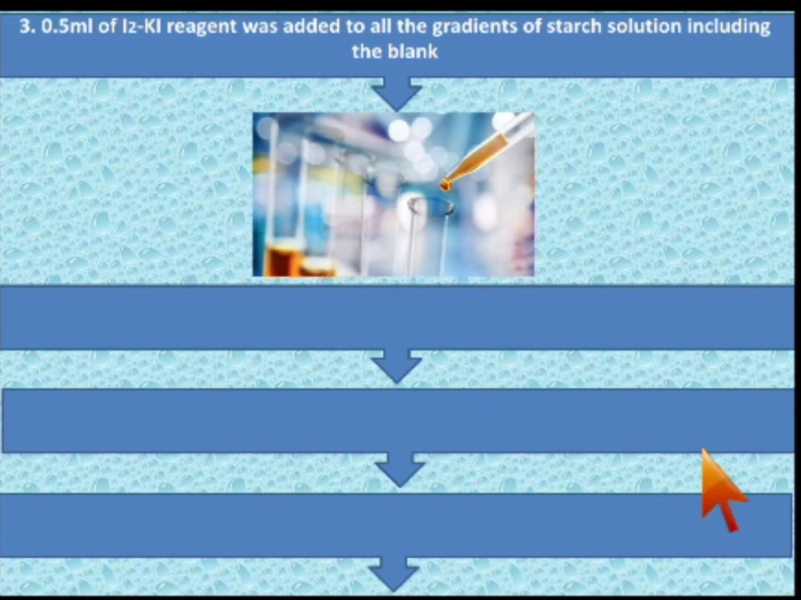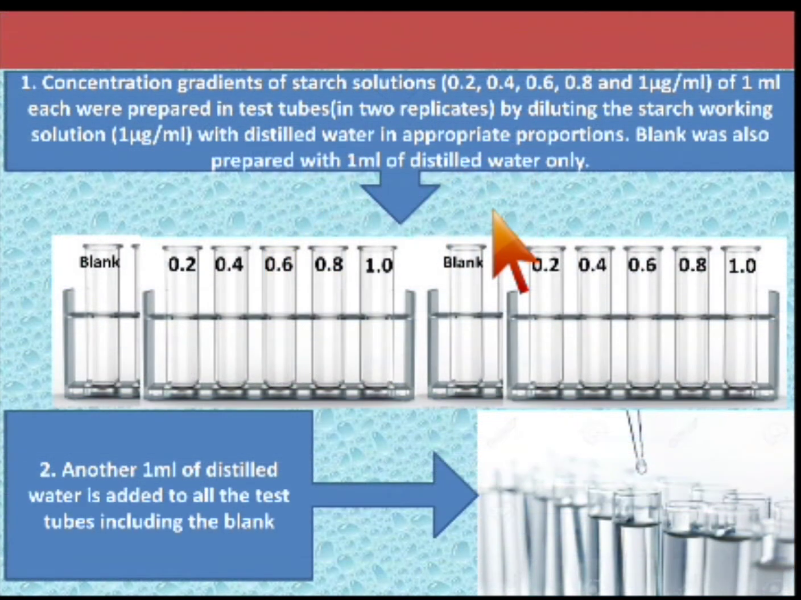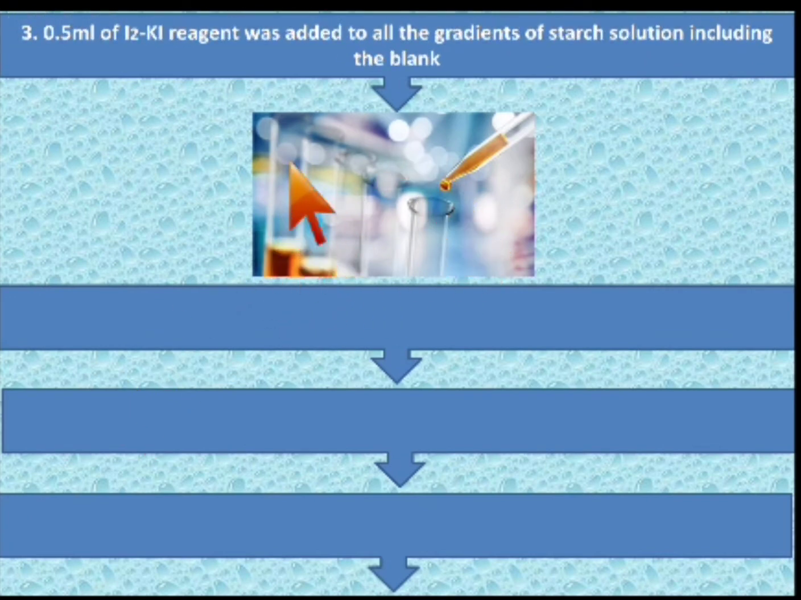Next we will add 0.5 ml of I2KI reagent in all the test tubes including the blank. Just remember that in the blank only water is present. Since it is a blank, we will not add any starch solution in the blank, so directly you will add 2 ml of water. After adding 0.5 ml of I2KI reagent, we know that starch will react with the iodine to give a blue colored complex, the starch iodine complex.